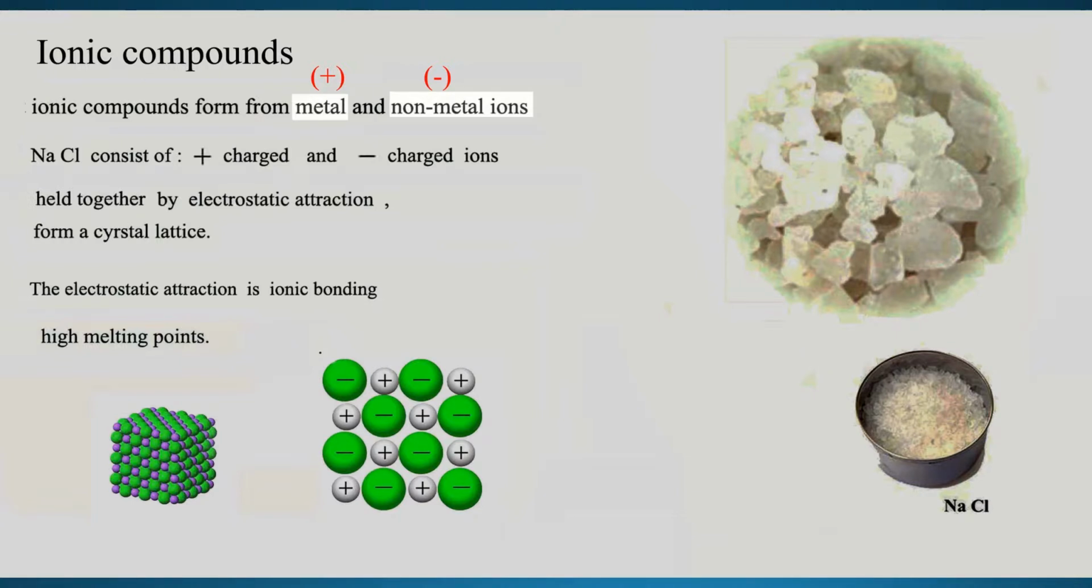This electrostatic attraction is the ionic bonding, and they also have quite a high melting point. Example of it, NaCl. What is the common name of NaCl? Salt, the salt that we eat. And they have quite a high melting point. Now let's look at another feature of this ionic compound.